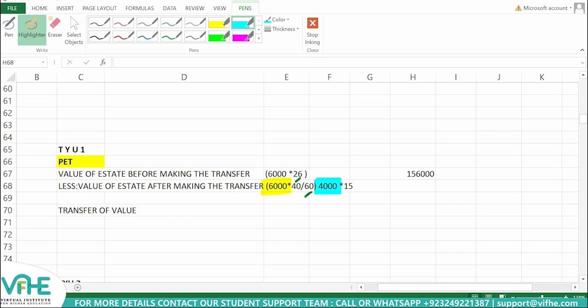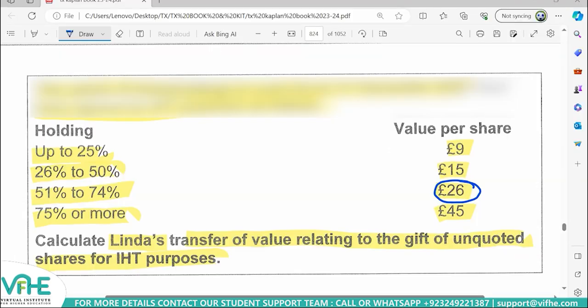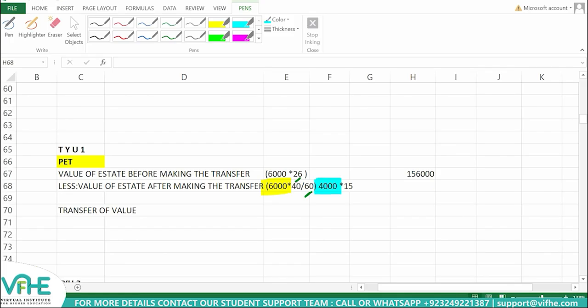4,000 shares. And as per the question, when the shareholding is in between 26 to 50%, as Linda is now falling in this category because her shareholding is 40%, and the value per share keeps on changing as far as unquoted companies are concerned. I mean, the higher the shareholding you have in the unquoted company, the higher will be the market value. So now the value per share is 15 pounds. So we have determined that she is now left with 4,000 shares where value per share is 15 pounds.